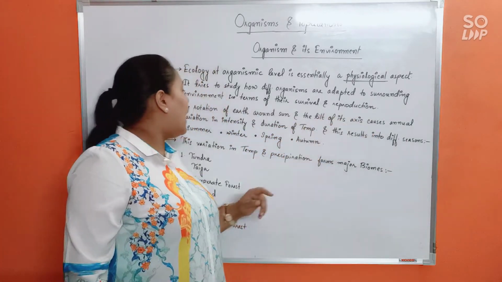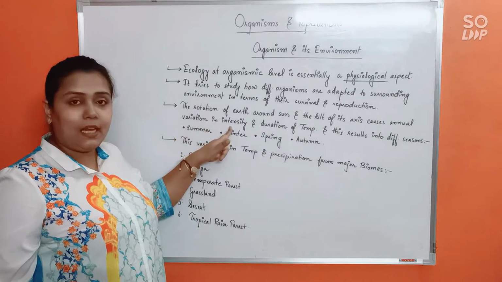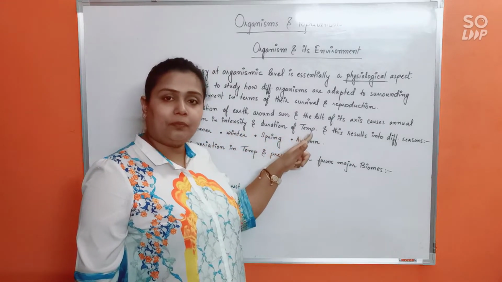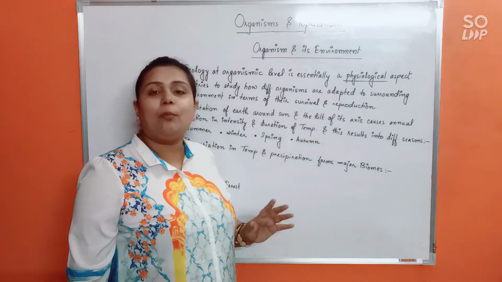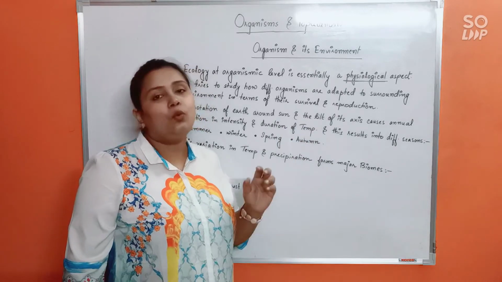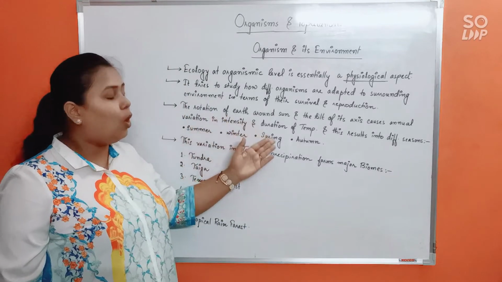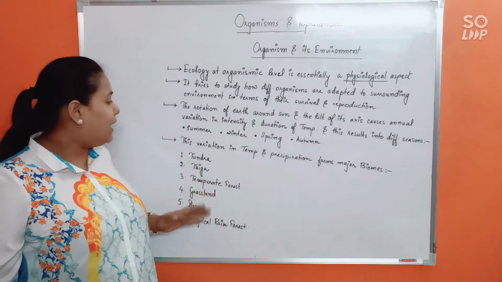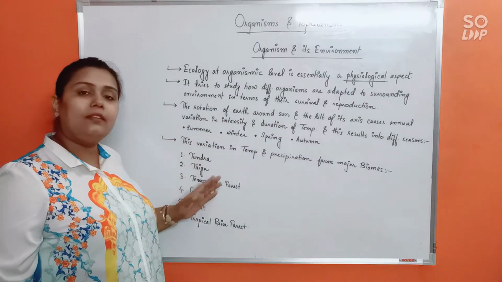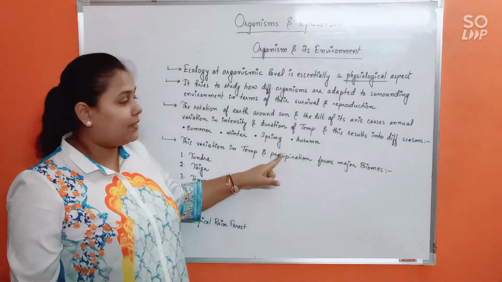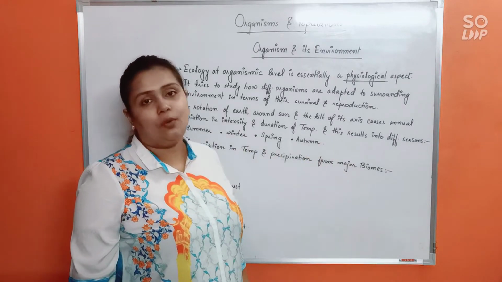Alright, now the rotation of Earth around the Sun and the tilt of its axis causes annual variation in intensity and duration of temperature. And this would lead to formation of various seasons: summer, winter, autumn or spring. And finally, this variation in temperature and precipitation, that is rainfall, would form the major biomes.